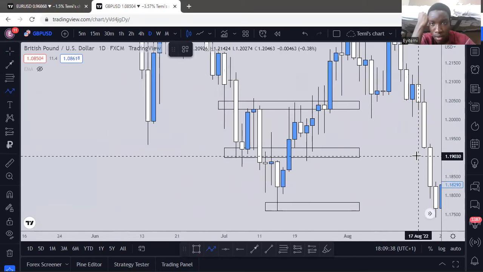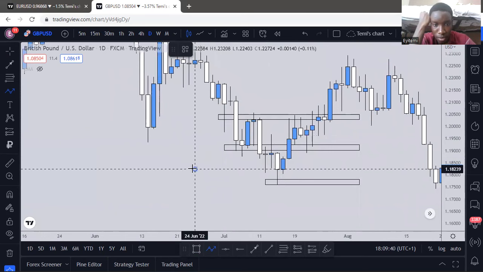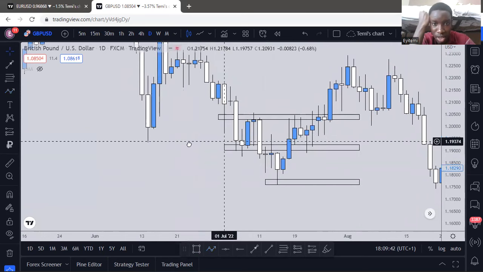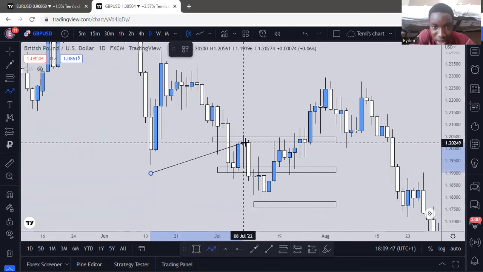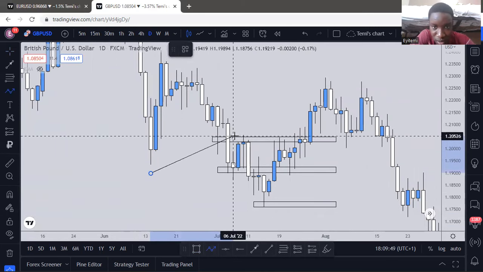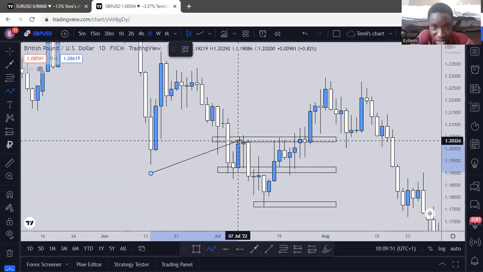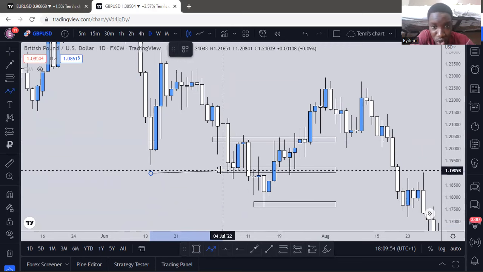Okay. You can see on the daily time frame, let's remove that. You can see on the daily time frame clearly how price reacted to this level. You can see on the daily time frame how we had this reaction to this level at this point, forming strong resistance at this level. Then you can see how we had strong support at this level.